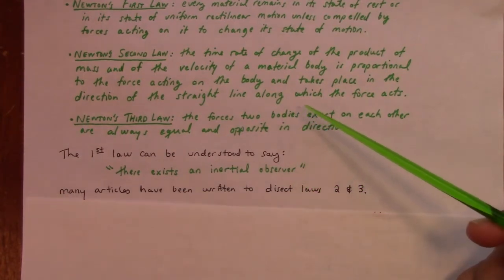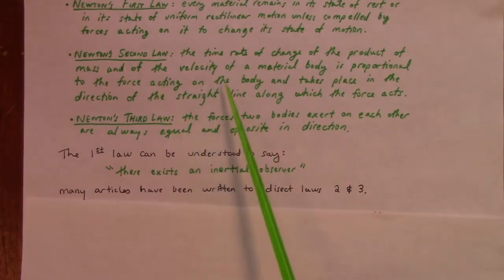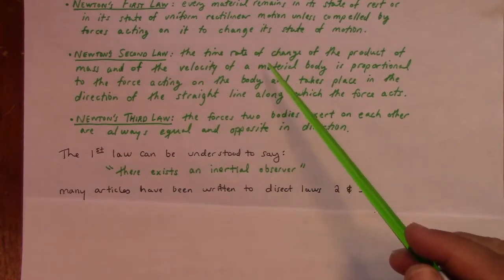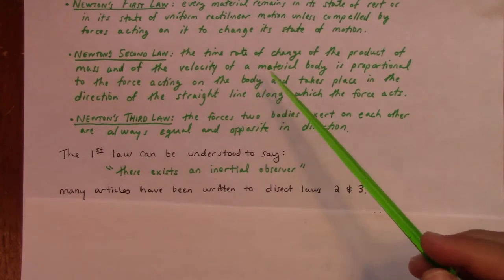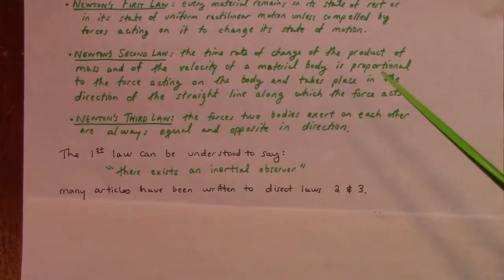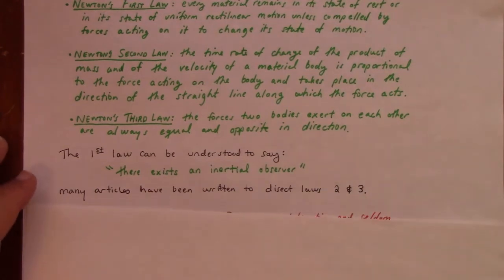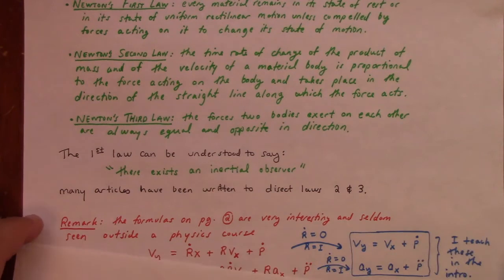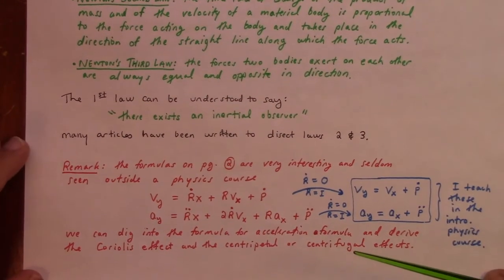Second law: the time rate of change of the product of mass and velocity is proportional to the force acting on the body. So if the mass is constant for the body, this just becomes F equals ma. Anyway, I don't want to delve too much further into that. There's a lot you can say about what those laws really say or don't say.